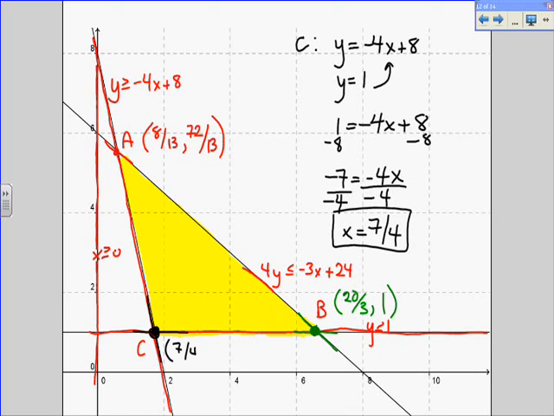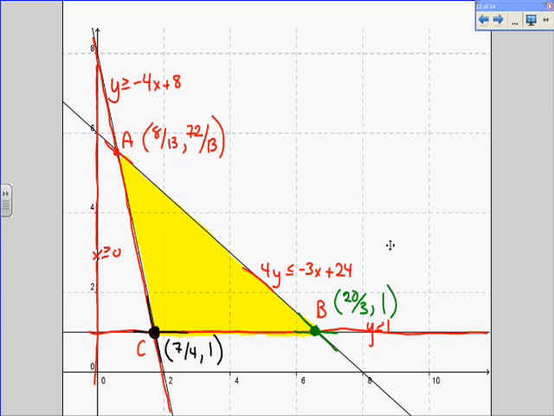7 over 4. Do I need to do any solving to figure out what y is? I don't actually, because y is equal to 1. That's what the equation of that boundary line is. So my three coordinates, A, B, and C. A is at 8 over 13 and 72 over 13. B is at 20 over 3 and 1. And C is at 7 over 4 and 1.